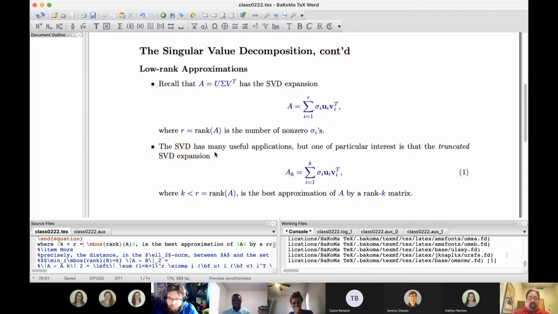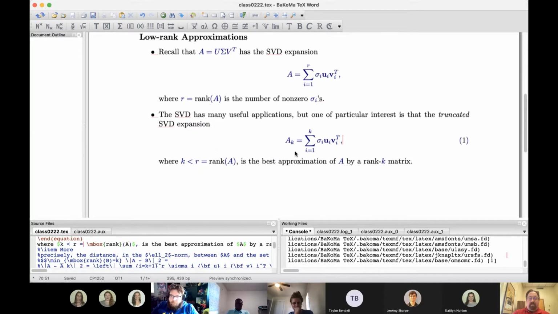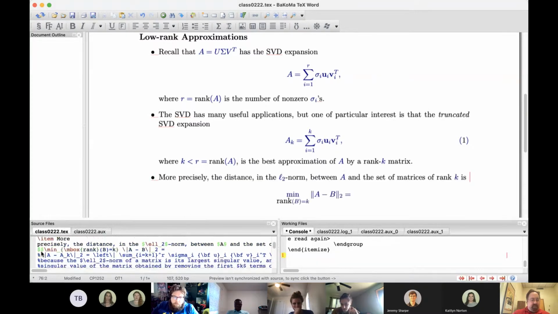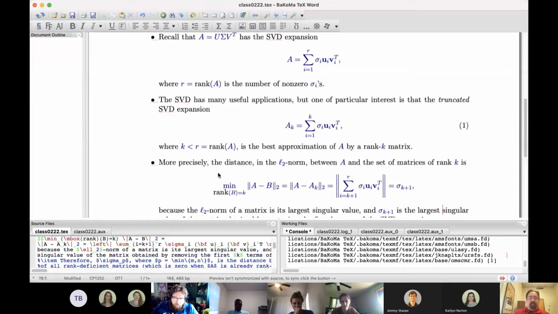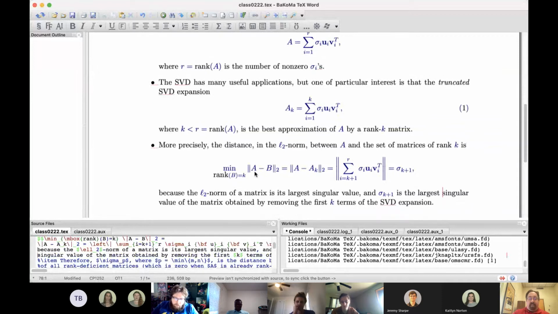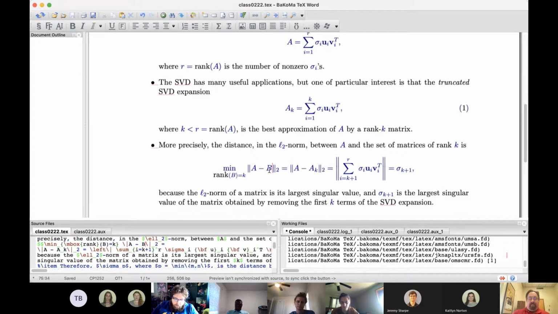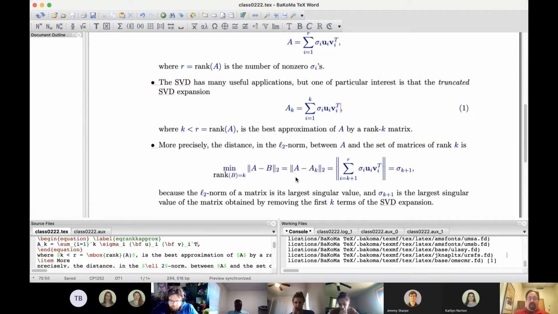Now it turns out we actually have a clear idea as to what the error in this approximation is. If I look at all matrices B that have rank k, and I want to make the deviation between a rank k matrix and A as small as possible, well, to make this as small as possible, I would choose B equal to this matrix right here. So this is why it's the best approximation, because it minimizes this error in the 2 norm.